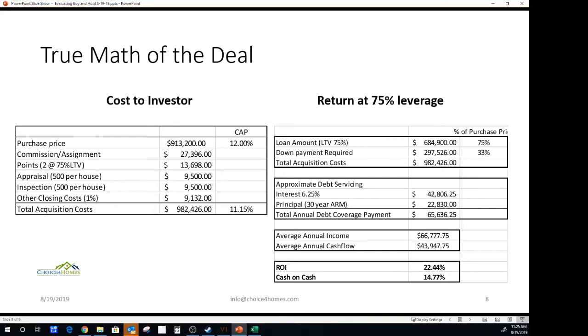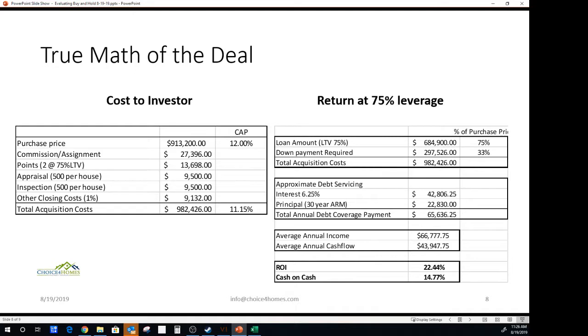Other closing costs, I usually budget at least 1%, and that is for stuff I did not catch, basically a contingency. If it doesn't happen, great, but usually it does. So your total acquisition cost is actually going to be closer to $1 million, $982,000, which would give you an effective cap rate of 11%. So your cap rate usually changes by about a percentage point, or 1%, due to acquisition expenses. Why is that important? Well, let's keep looking down.